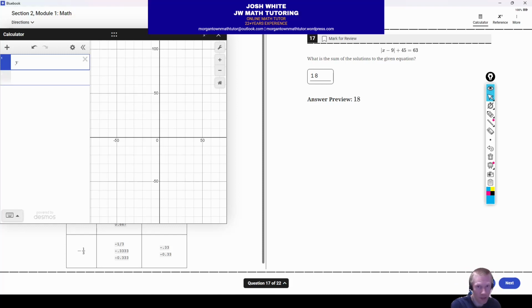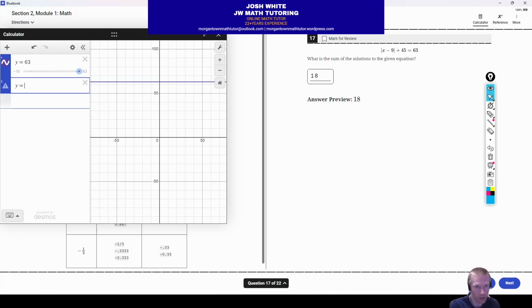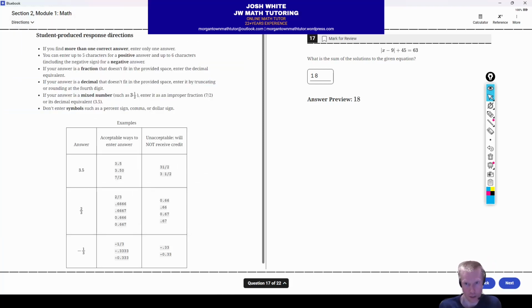So again, the method I like to use is I like to type y equals the left side and y equals the right side. And then I look for the intersection. Okay, so I have two intersection points. One is here at -9, one is here at 27. So we just add those two together and we get 18. Same answer we got, solving it by hand.